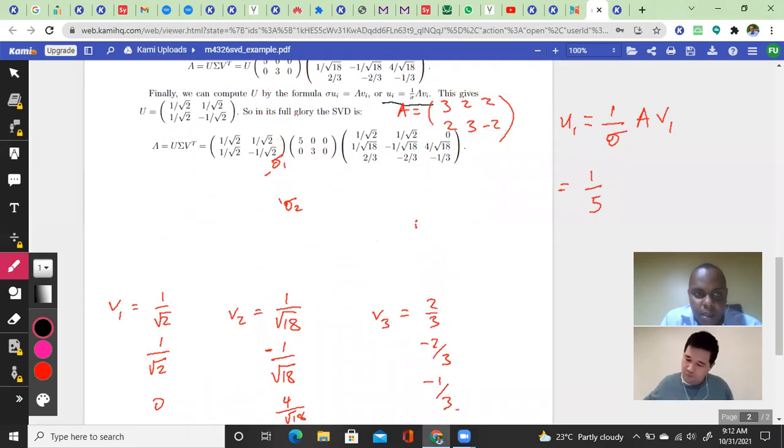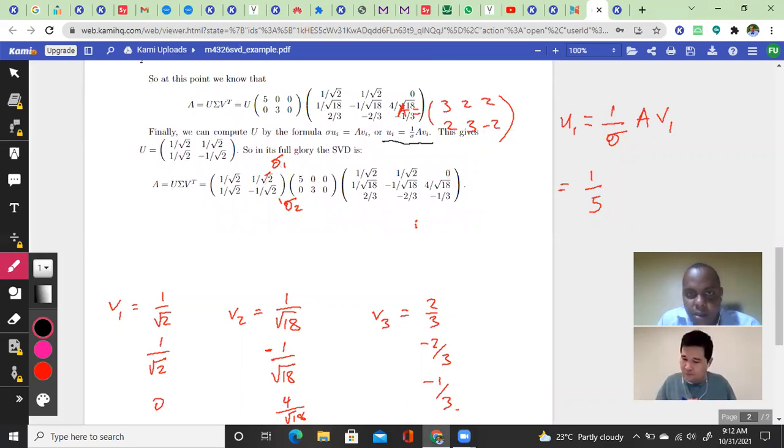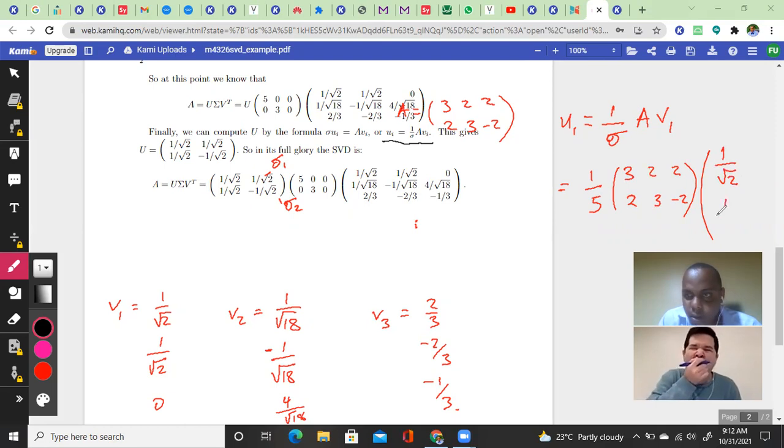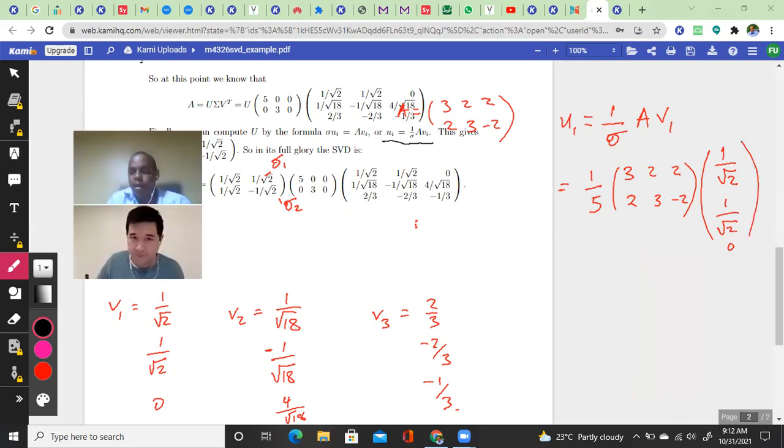Okay. So this is going to be 1 over 5, and then you have 3, 2, 2, 2, 3, negative 2. And then you take V1, which is 1 over square root 2, 1 over square root 2, 0. Right? So if you multiply them out, 3 over root 2 plus 2 over root 2 is 5 over square root of 2.